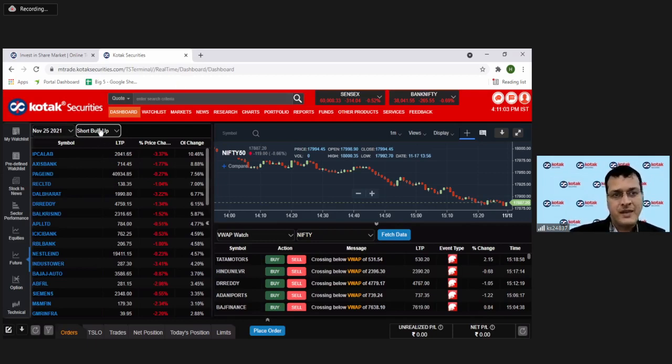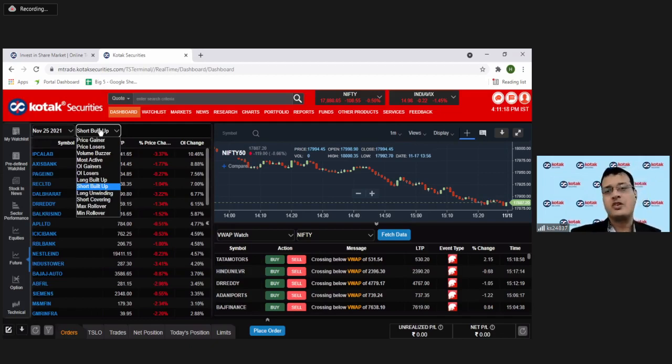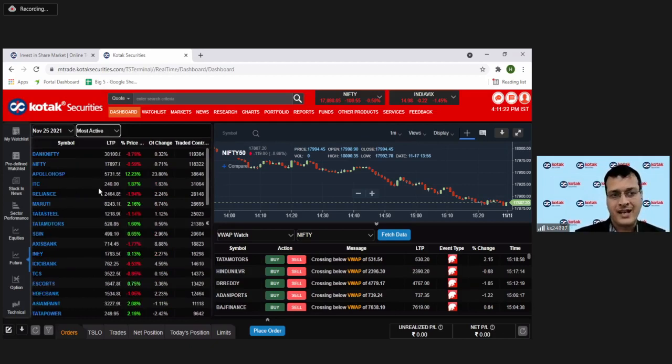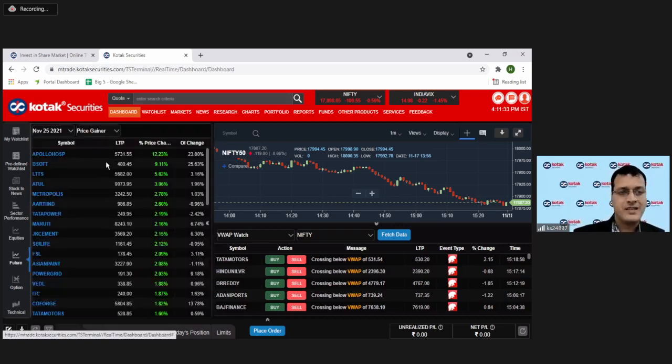So this is something which can be used by short-term traders who want to see which stock encountered long build up, short build up, long unwinding, short covering, or if you want to see rollovers, you can see rollovers as well. In case you want to see which stocks had the most active trading, these are the stocks or indices which were most active, and so on and so forth. All right. So you go to futures, and depending on your choice, you can select the tab. All right.